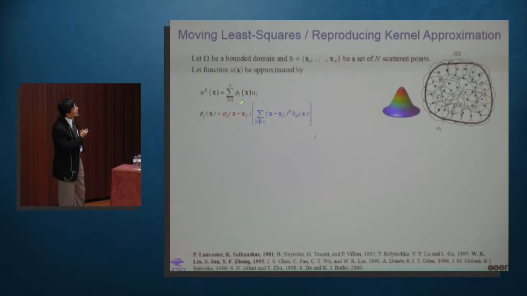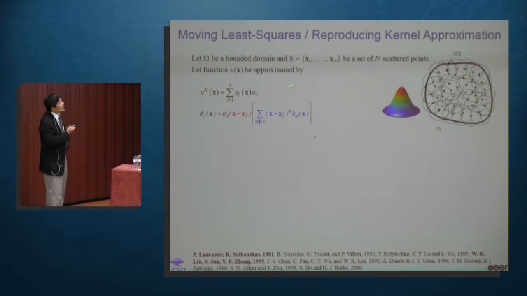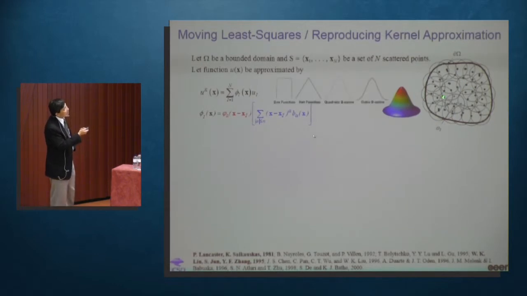So the unknown is approximated by the summation of approximation functions multiplied by the coefficients. This approximation function, under this construction, is a multiplication of two functions. The first one is called a kernel function, something like this, associated with each point. It defines the locality of the approximation and the smoothness of the approximation.